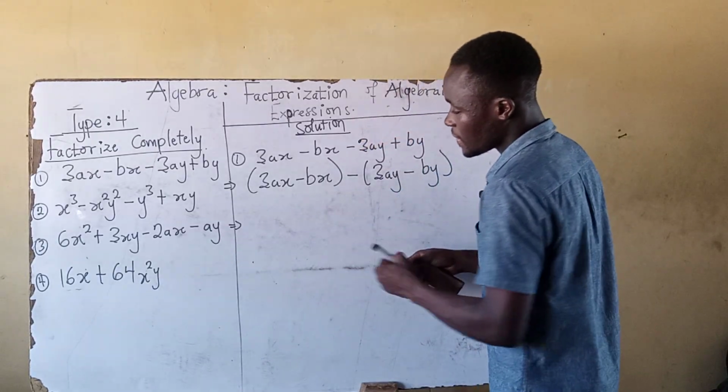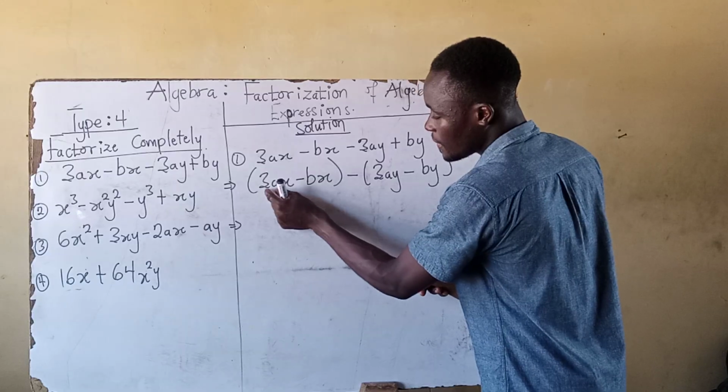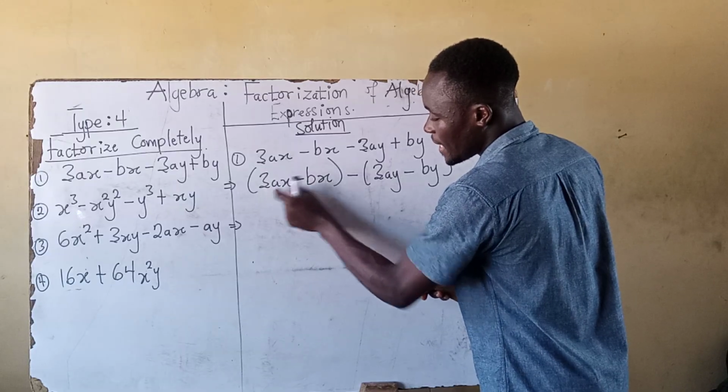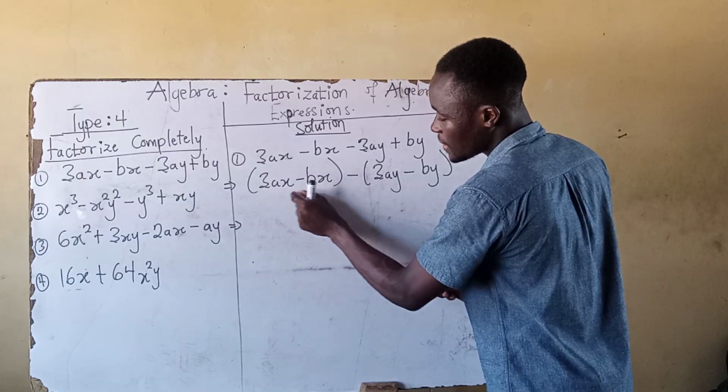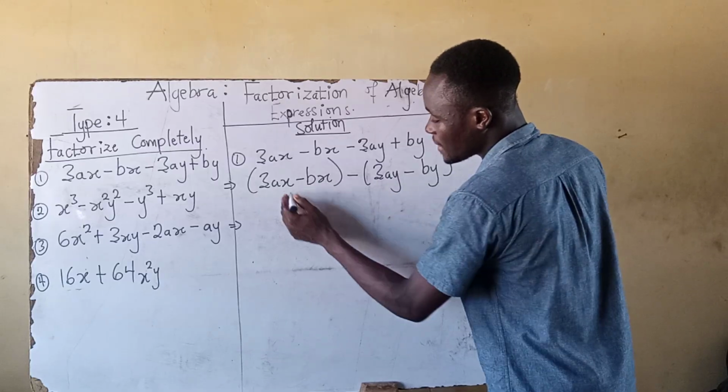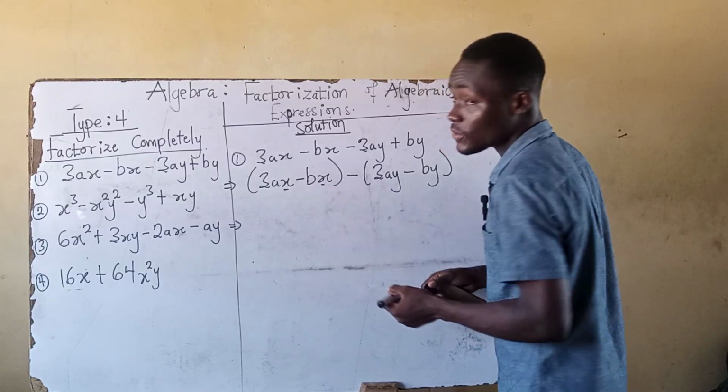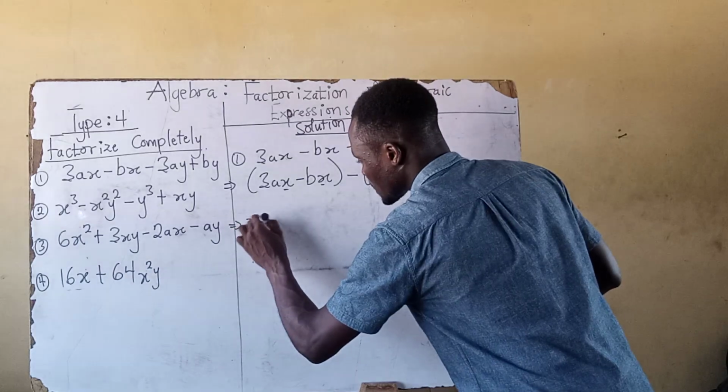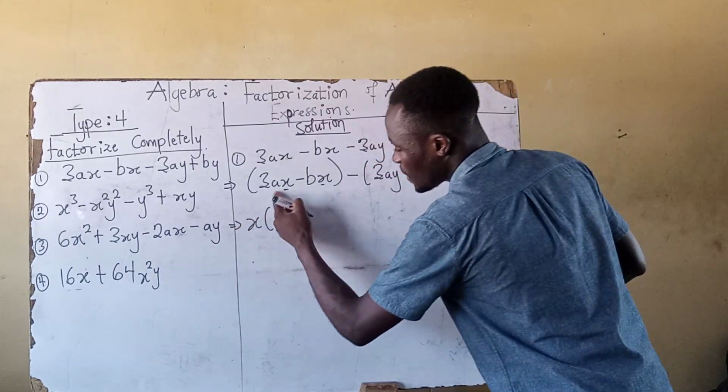So here I'll ask myself, if I take this one, 3ax, what do I have here? You see, we have something in common. That is the x here and then the x here. That's what they have in common. So the x comes out, and I have, what do I have left here?